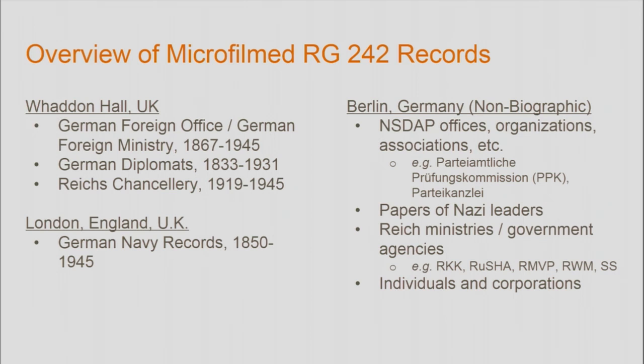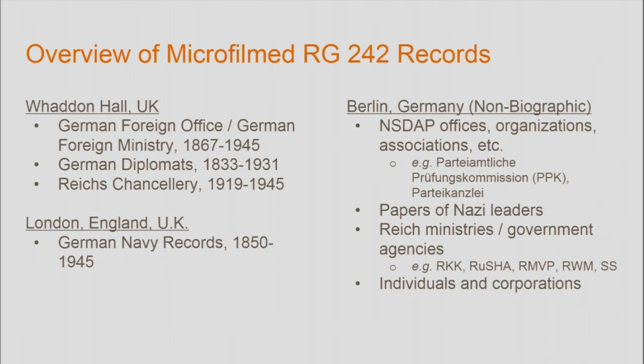You see some of the Reich ministries and government agencies. The RKK there, that's the Ministry of Culture. We have Rusha, which I'll talk about in a second. That's the Race and Settlement Organization of the SS that was there to enforce racial purity among the SS officers. The RMVP, that's the Propaganda Ministry. RWM, that's Wirtschaft, the Economic Ministry, and of course the SS there as well.